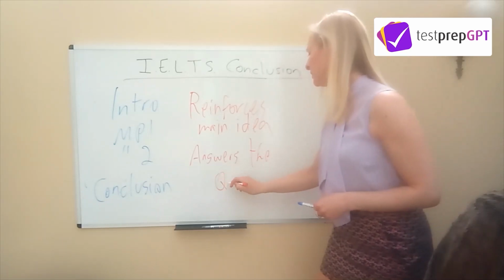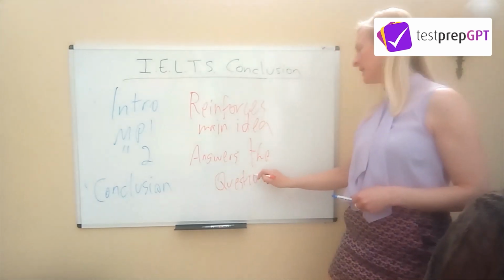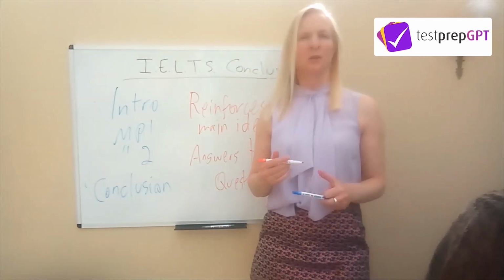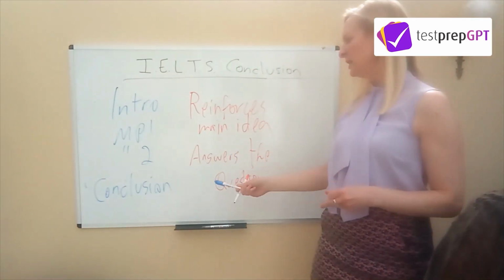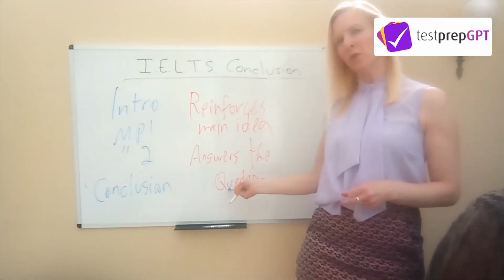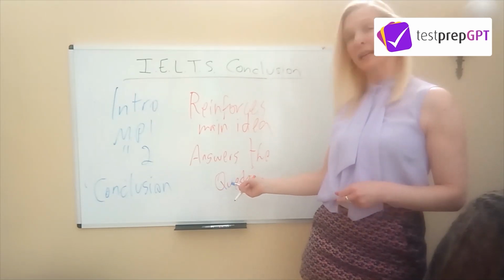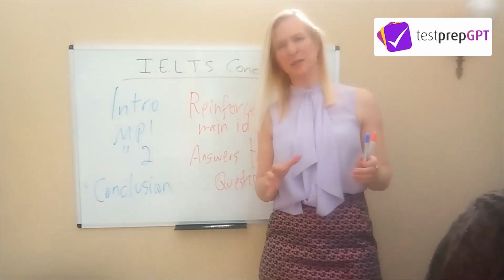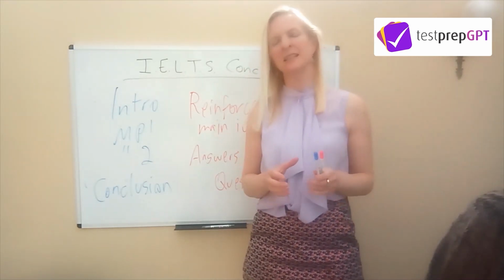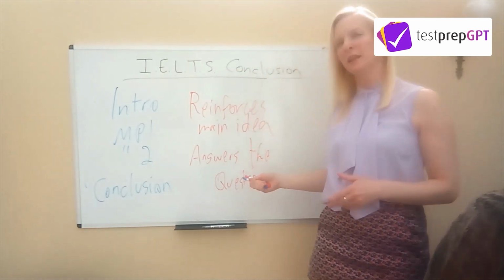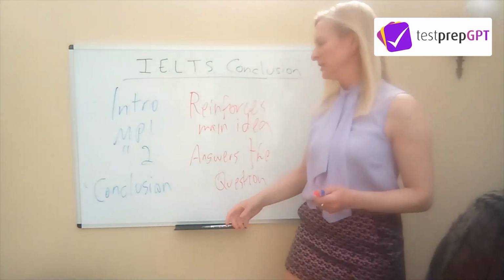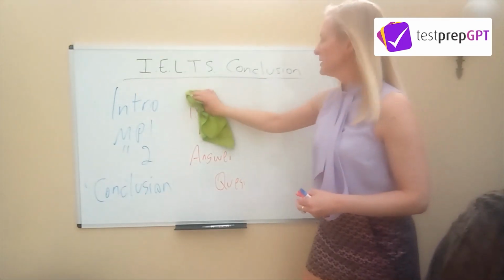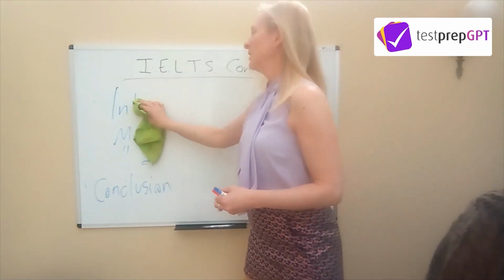So for example, if in your essay you agree that the government should help people buy houses, then you need to reformulate that idea in the conclusion. Of course, you're not going to use the same words, the same expressions, but you will be paraphrasing it in the last part of the essay. Okay, so that's the main idea of the conclusion.